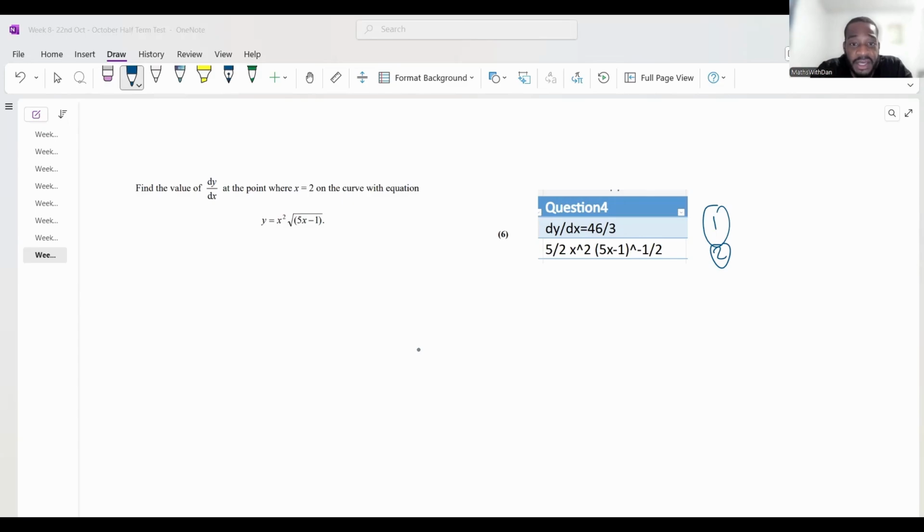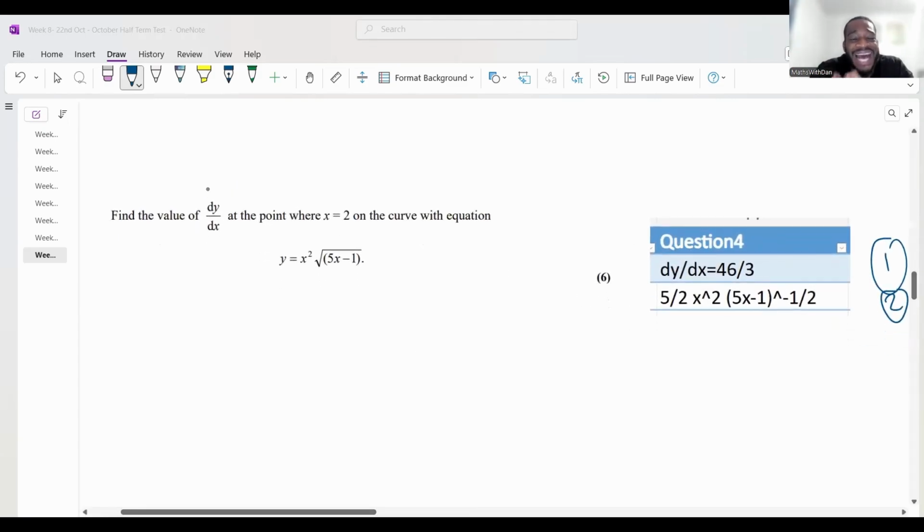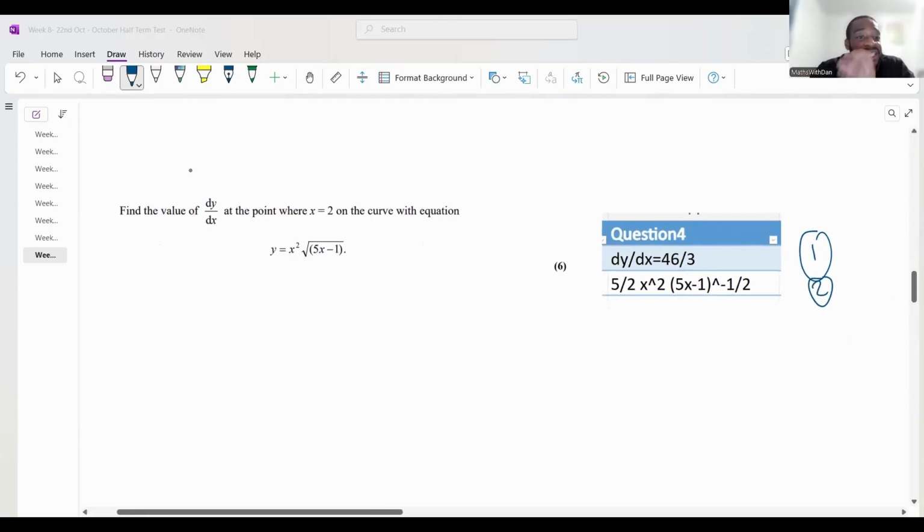Exactly. Fantastic, Sophie. It's not a number. The question asks you to find dy/dx at a specific point, so your answer should be numerical. It didn't say find dy/dx. It said find it at a specific point where x equals 2. So you have to have a numerical answer. Does that make sense?